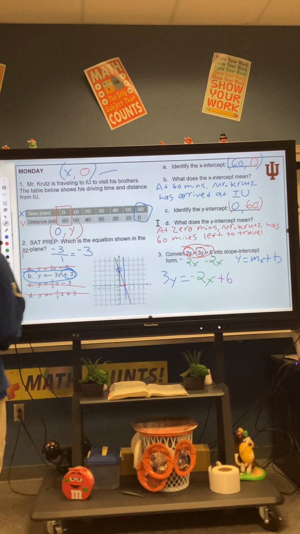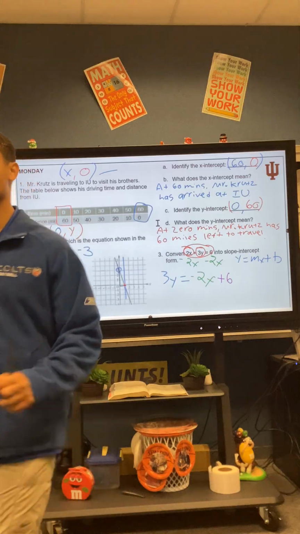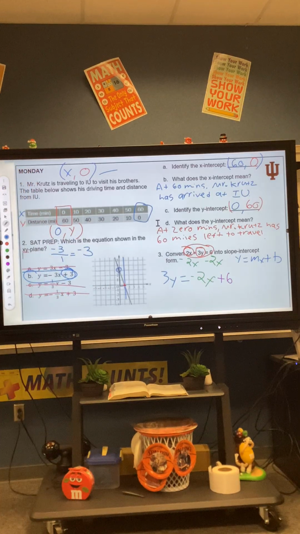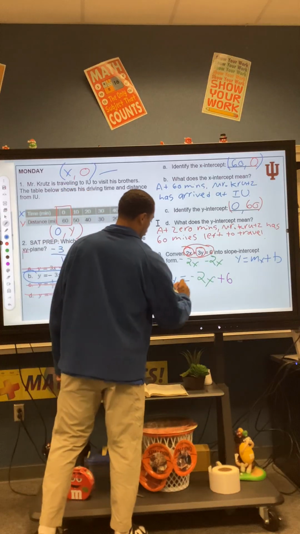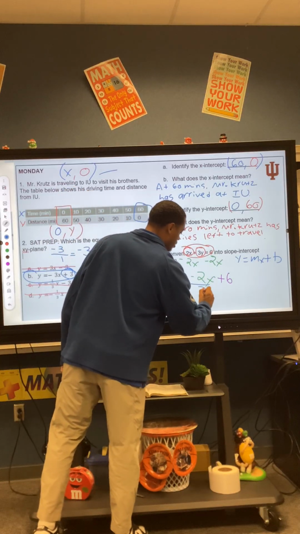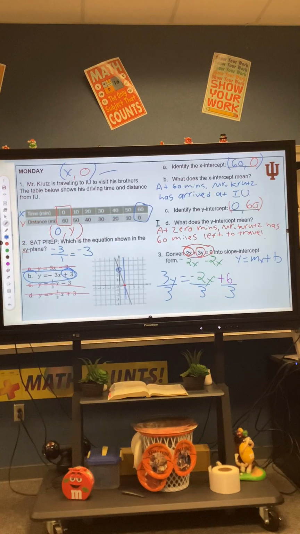Y wants to be single. She's tired of her man. She wants to be single. In order to get rid of this 3 that's being multiplied by my y, I'm going to divide each of my 3 numbers. That's important. Each of my 3 numbers have to get divided by 3. If you divide the right side by 3, you've got to do what? Divide the left side by 3. That's everything on the right side. Not one, but everything.